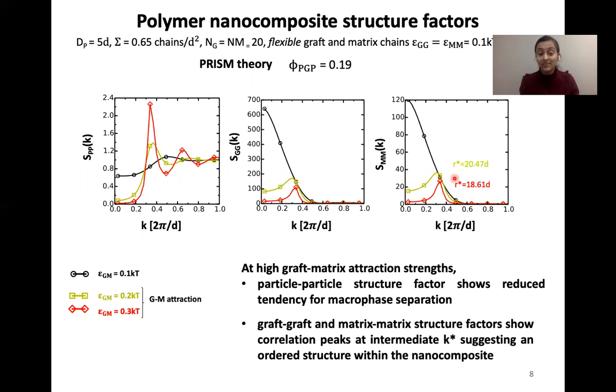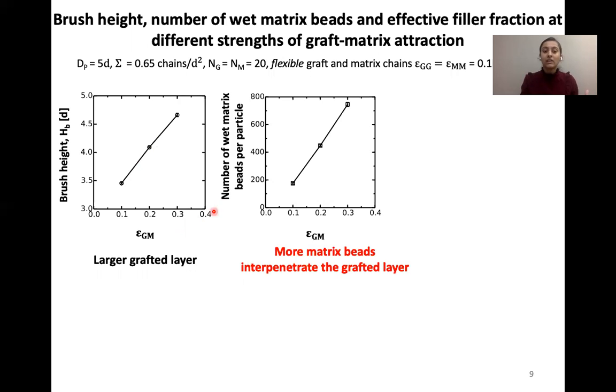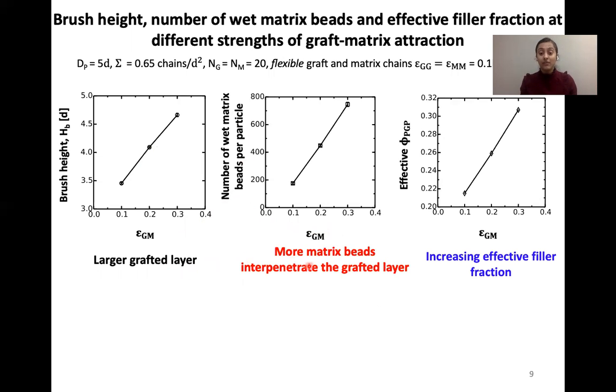We also recall from the previous slide that these PNCs at high strengths of graft-matrix attraction also had higher wetting. Further, we find that the brush height increases as the strength of graft-matrix attraction epsilon GM increases, which suggests that these PNCs have a larger grafted layer. Similarly, the number of wet matrix beads per particle also increases as the strength of graft-matrix attraction increases, which suggests that more matrix beads interpenetrate the grafted layer. And due to the combined effects of having a larger grafted layer and having more matrix beads interpenetrate the grafted layer, we find that the effective grafted filler fraction increases in these PNCs with high strengths of graft-matrix attraction.